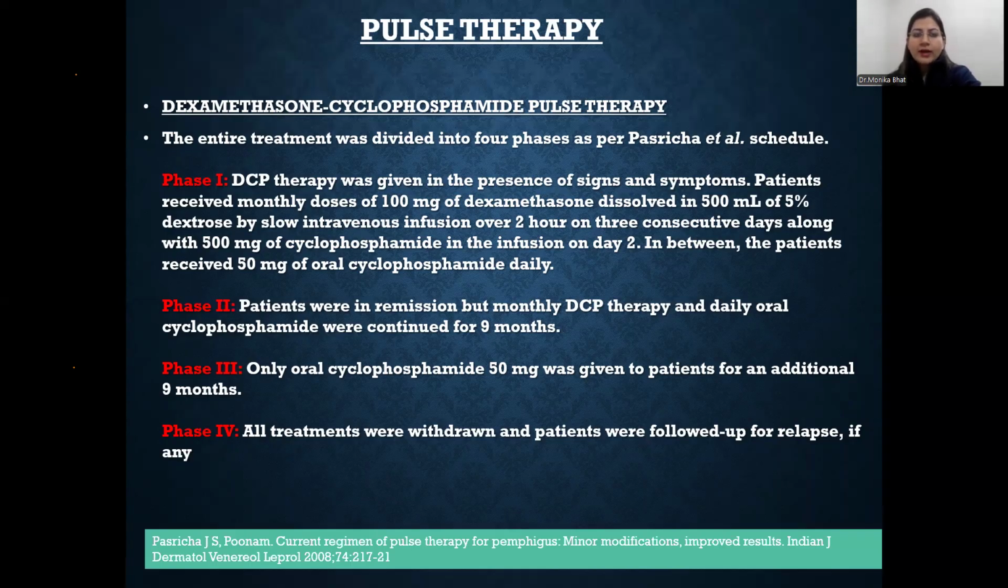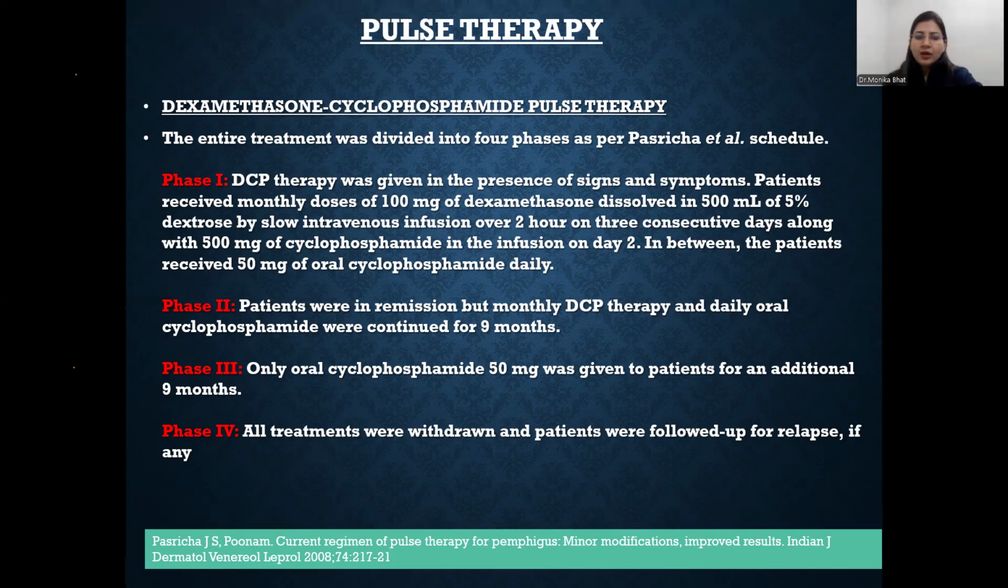Along with it, we add 500 milligram of cyclophosphamide in the infusion on day 2. In between, the patients receive 50 milligram of oral cyclophosphamide along with the infusion. In phase 2, when there is remission of the symptoms, monthly DCP therapy and daily oral cyclophosphamide are continued for another 9 months.